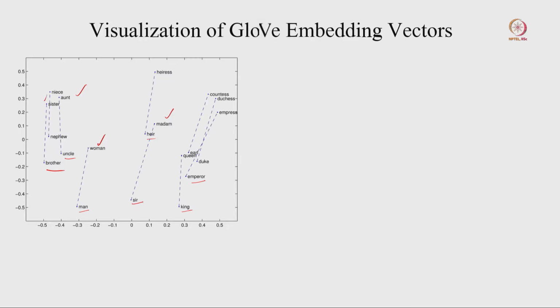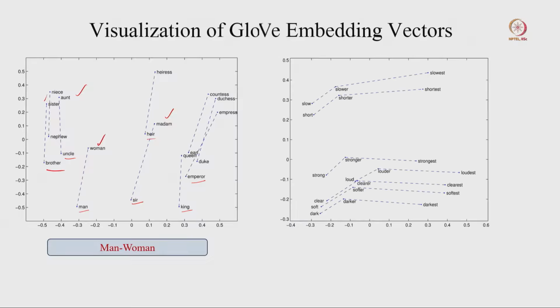That means the male figures are coming at the bottom, female figures are coming at the upper portion of the graph. So, this is man, woman. Similarly, I have another graph.